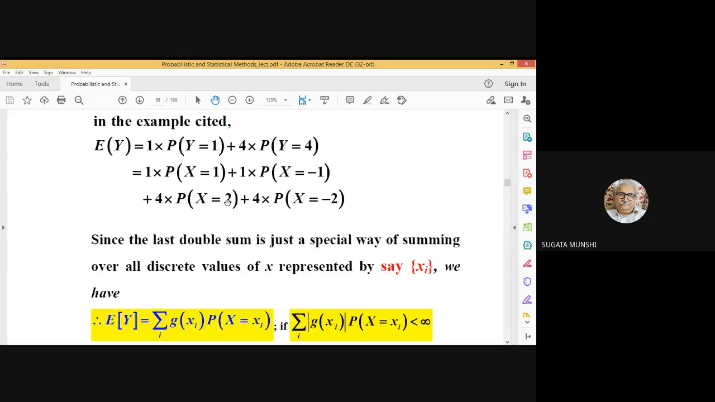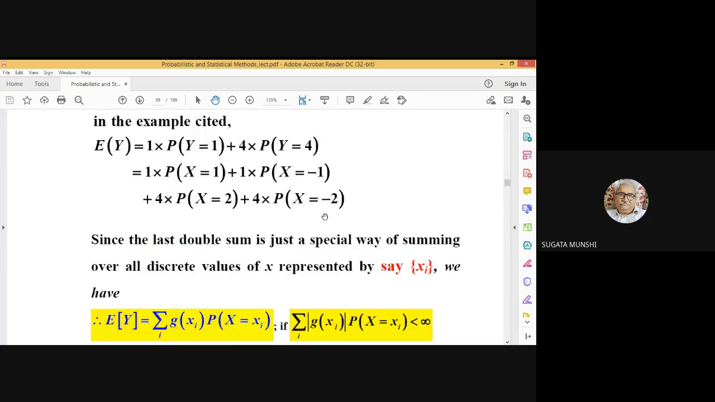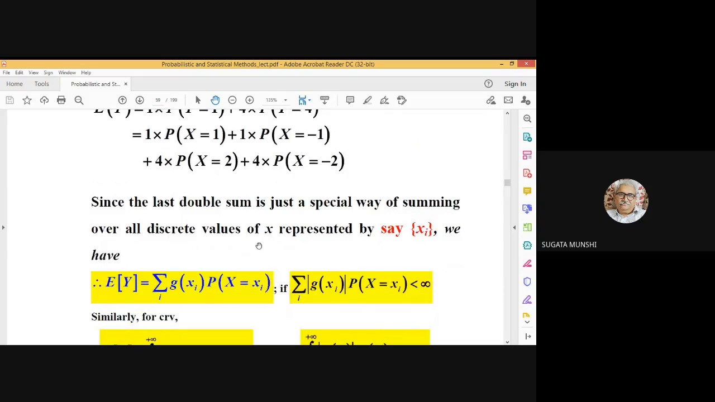This last double sum in equation 2 is just a special way of adding over all discrete values of x represented by this set of values xi. Ultimately, we have the expectation of y given by that expression, but only if that summation is finite can this expression be valid.